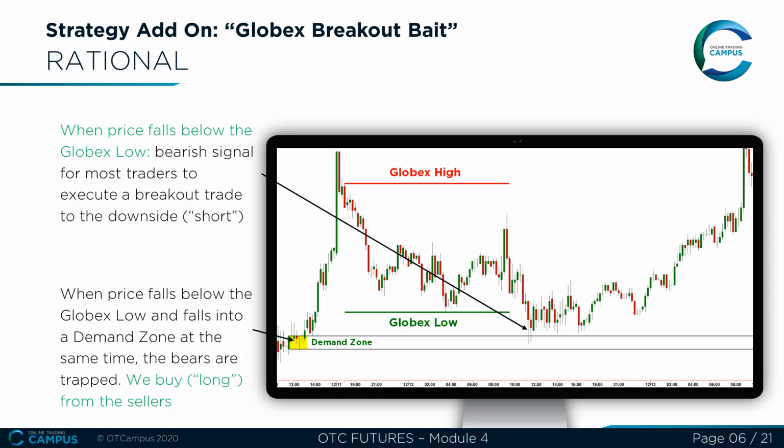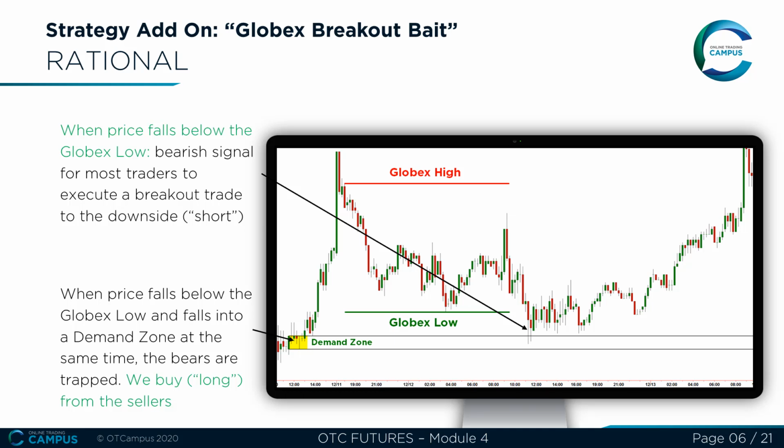Now, it works both ways here. When price breaks below the GLOBEX low, so we are looking at the lows now, from the low of that extended trading hours, once the regular trading session begins, again 9:30 AM Standard Eastern Time, once price breaks below the GLOBEX low, these traders become bearish and they start planning for breakouts or taking breakouts. In other words, they are shorting. So if they short into a demand zone, the bear GLOBEX trap is set, and that's where we would be looking to buy from them.